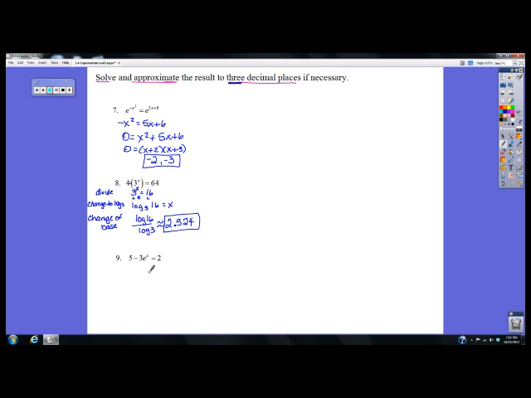Alright, number 9 is the same type of problem, except we still want to get the x by itself. So let's work on getting this part by itself. Let's get rid of the 5 first. So the first step is to subtract 5. So negative 3 e to the x equals, subtract 5 from 2 and you get negative 3. Then we need to divide by negative 3. So you get e to the x equals positive 1.